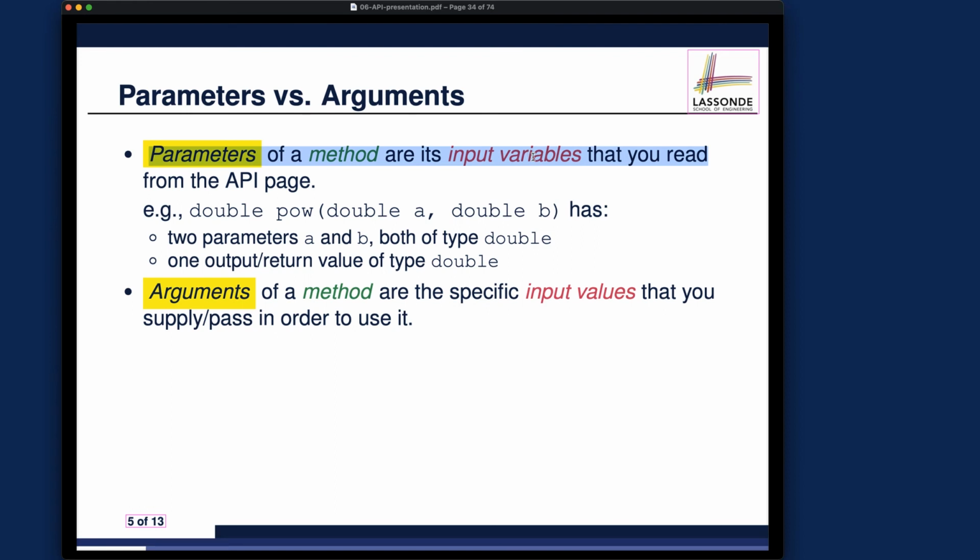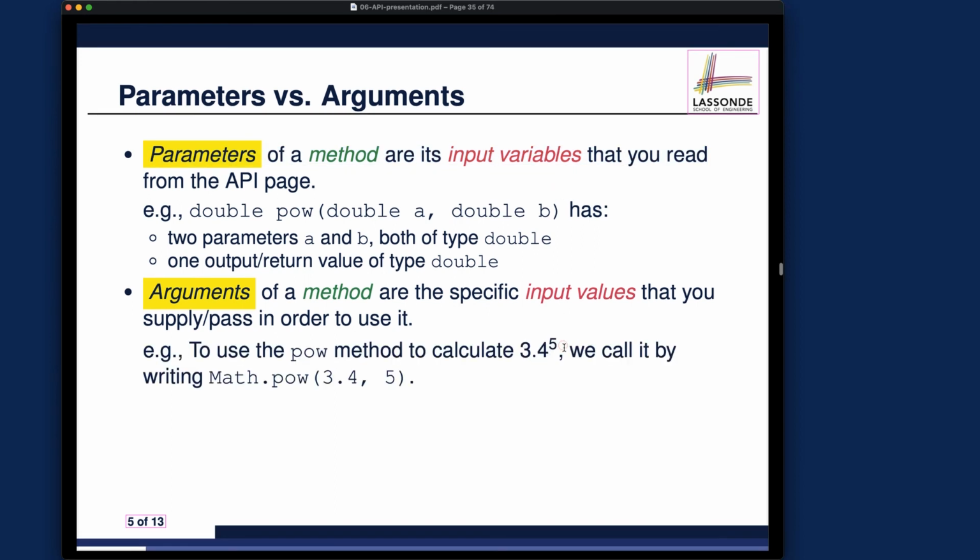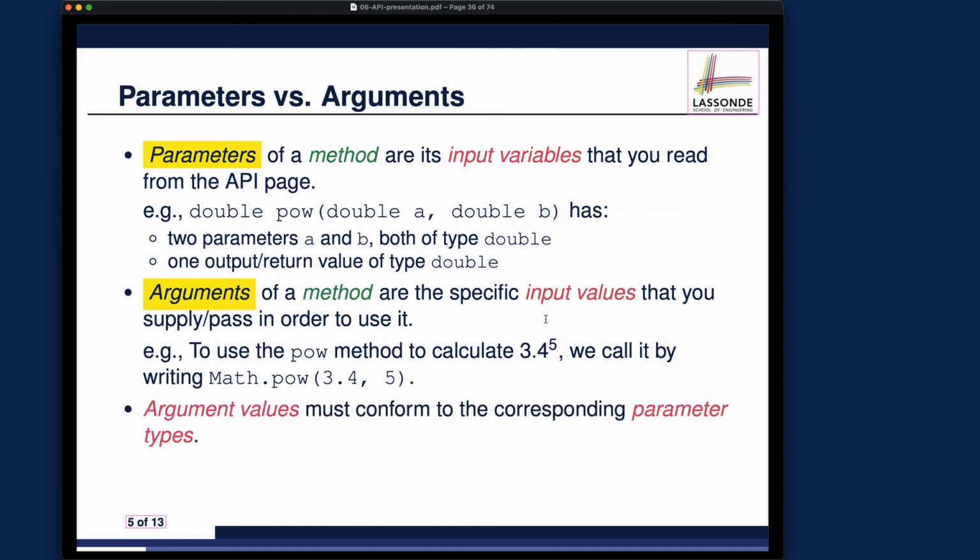Also, try to pay attention to the wording I'm using in the slides. For example, you can see here 3.4 is really the argument that's compatible with the first parameter, and 5 is also the second argument that's compatible with the type for the second parameter over here, right? Straightforward. And argument values must conform to the corresponding parameter types.